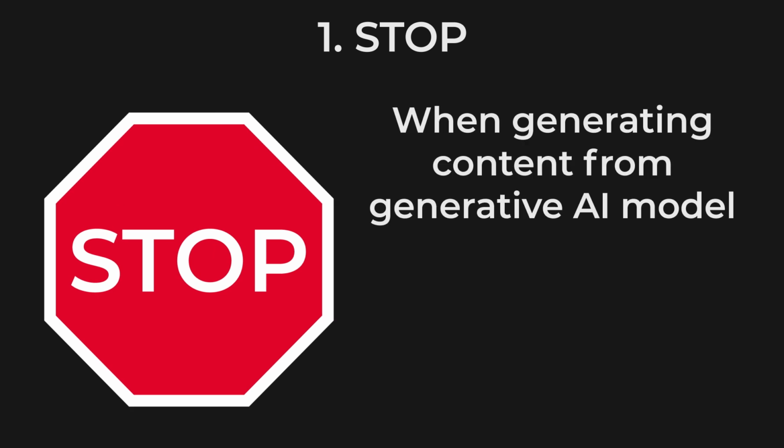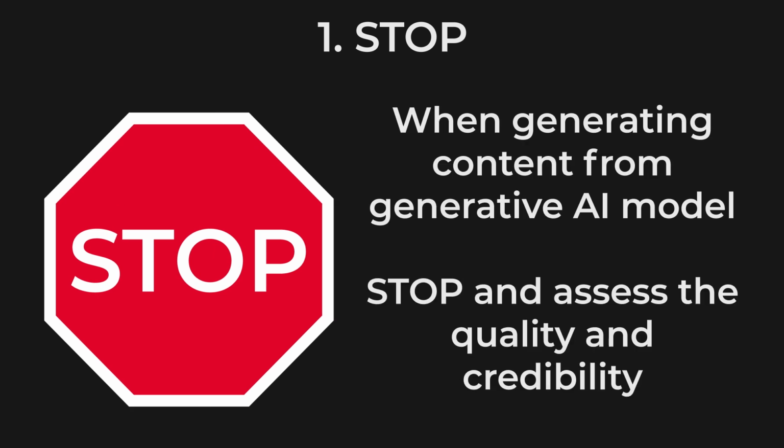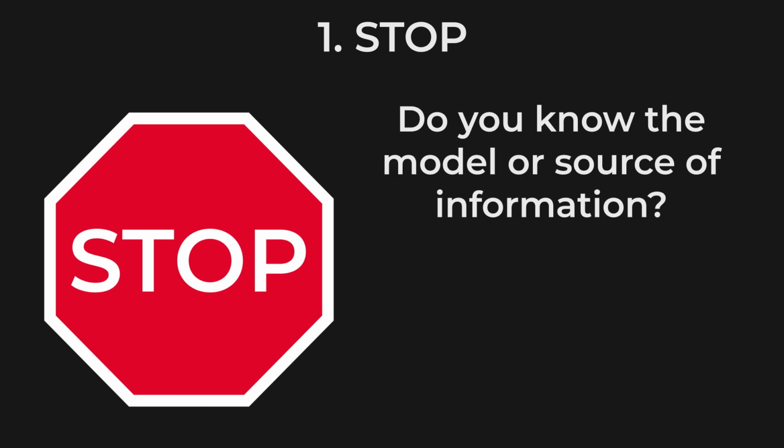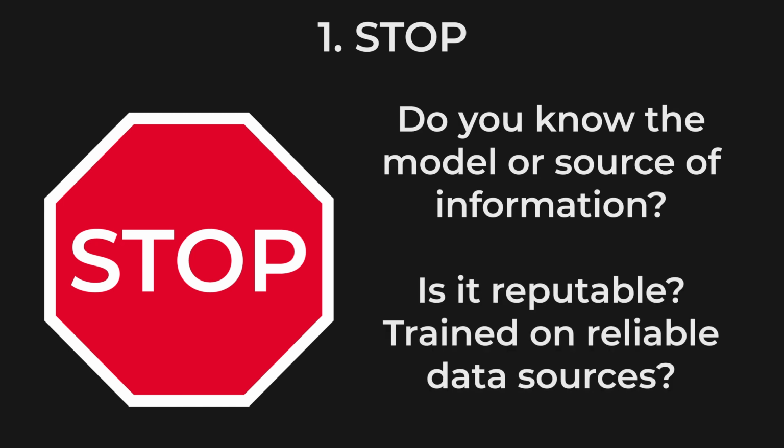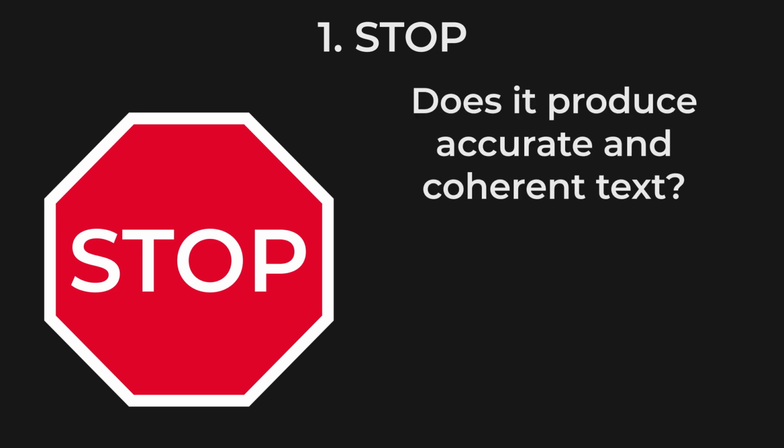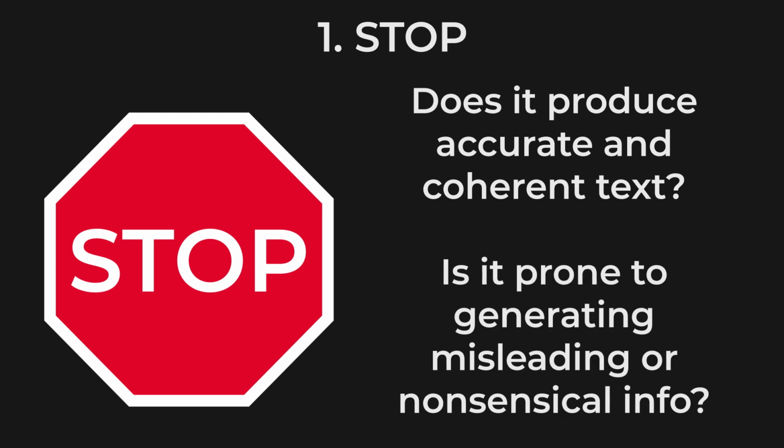1. Stop. The first move is the simplest. Stop reminds you of 2 things. First, when you generate content using a generative AI model, take a moment to stop and assess the quality and credibility of the output. Second, ask yourself whether you know the model or source of the information. Is this AI model reputable, and has it been trained on reliable data sources? Consider the reputation of the AI model itself. Is it known for producing accurate and coherent text, or is it prone to generate misleading or nonsensical information?